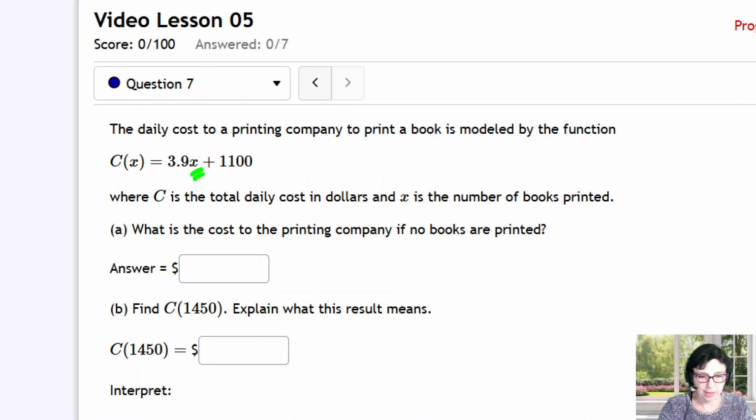And then there is another cost here, which is this 1100. Well, what is that? This is called the fixed cost. So this is the cost that does not depend on how many books are printed. So maybe you have to pay the salary to somebody who is going to be printing these things, or maybe you have to pay the electricity, right, to have the lights on, and maybe you have to still purchase a machine that's going to help you print them, right? So all of that stuff goes into the fixed cost.